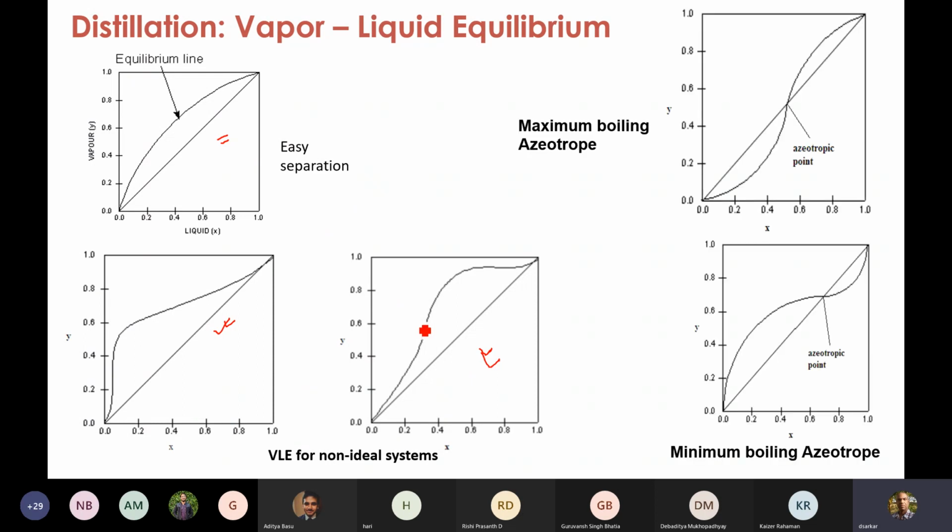In these, even more non-ideality is there, and in fact it gives you an azeotropic mixture, both these and these. Note that I told you that for distillation to be possible, your relative volatility must exceed 1. At this point you see x equal to y, so at this point you will not be able to separate through distillation. This is the azeotropic point.